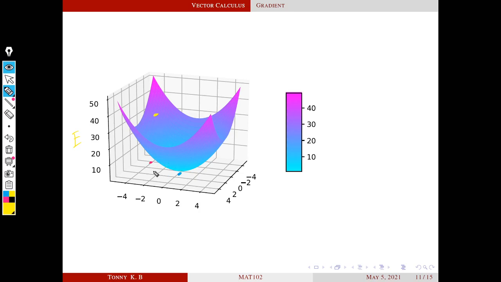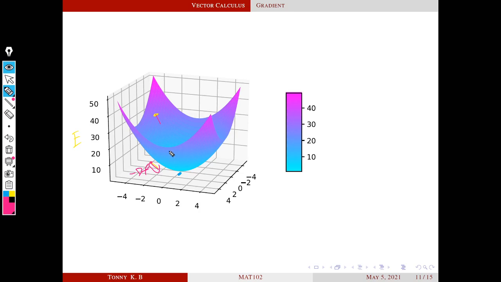So the natural question is how to move more rapidly to this point from this point. Which direction gives the more rapid decrease? You move in the direction of minus del f at this point, that means in this direction, that gives the most rapid decrease.